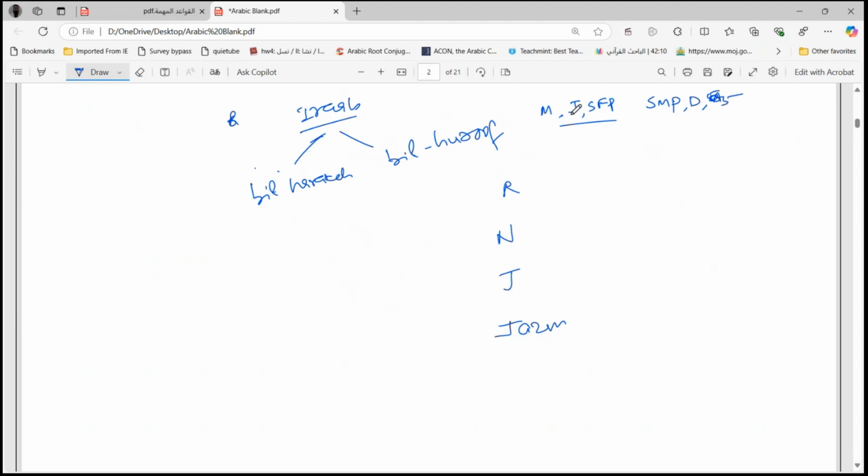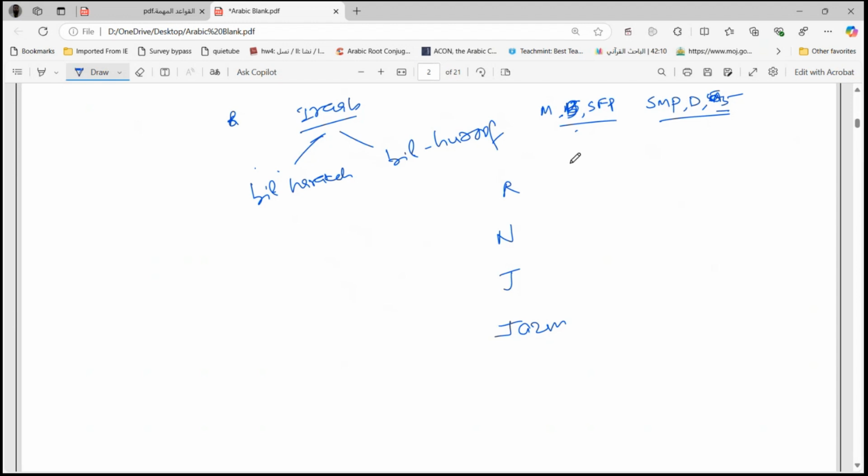So you have Mufrad. Let me write down B for broken plural. This is Mufrad, broken plural, sound feminine plural, Jam' Mu'annath Salim. Sound masculine plural, Jam' Mudhakkar Salim. Dual, Tathniya, Asmaul Khamsa. This is the second group. The first group shows the i'rab bil haraka, and the second group shows the i'rab bil huruf.